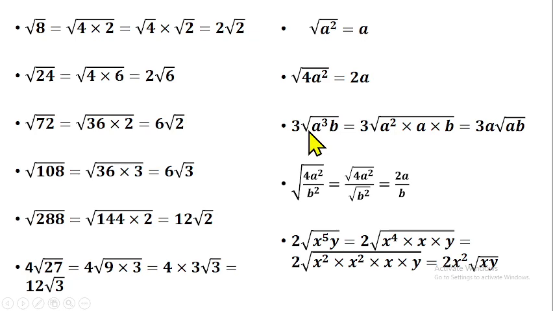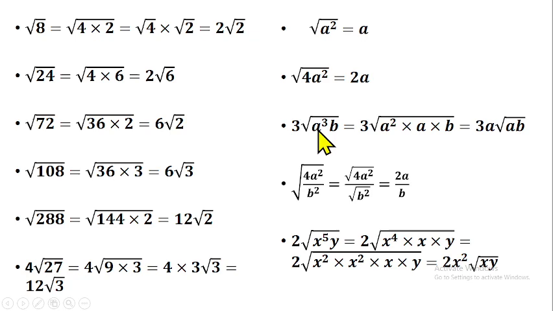Now, can we simplify this one further? Yes. Now, we can simplify this a raised to power 3. How? All you need to do is look for two numbers in terms of a that you can multiply together to give us a³, and one of them is a perfect square. The same thing you do here. What are the two numbers? a² times a will give us a³, and a² is a perfect square. Does that make any sense to you? Yes. a² times a will give us a³.